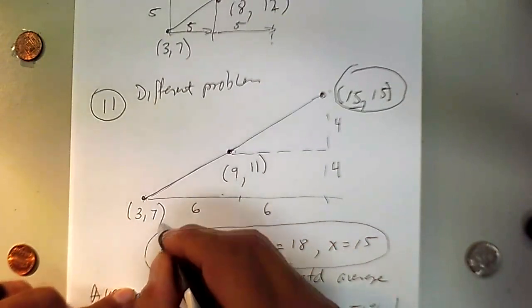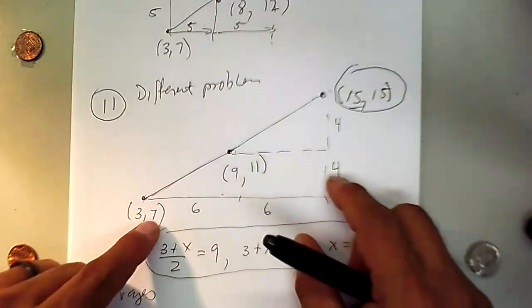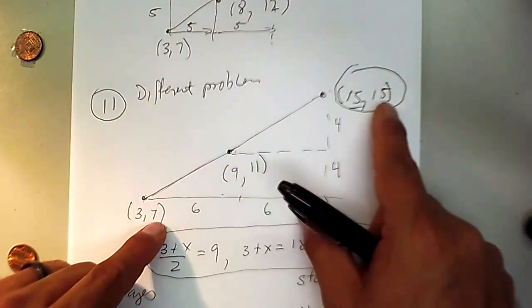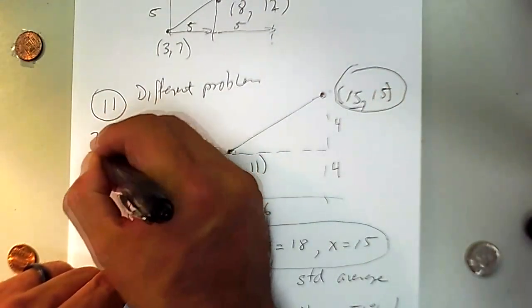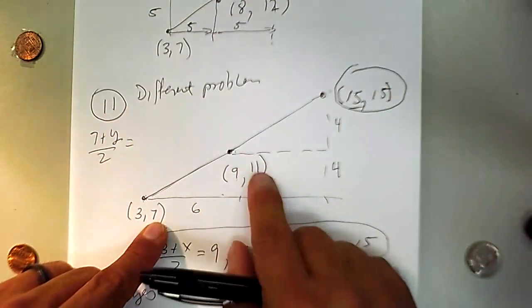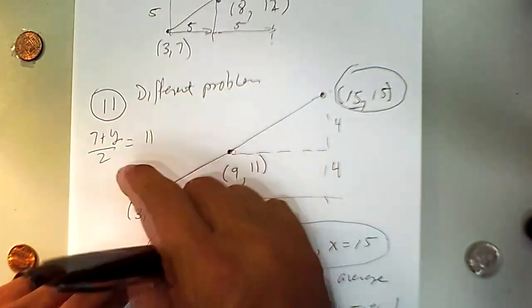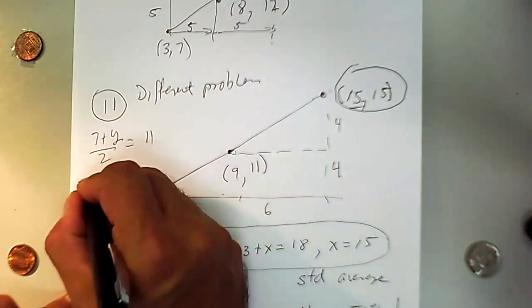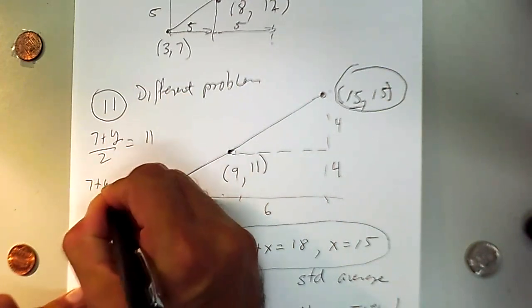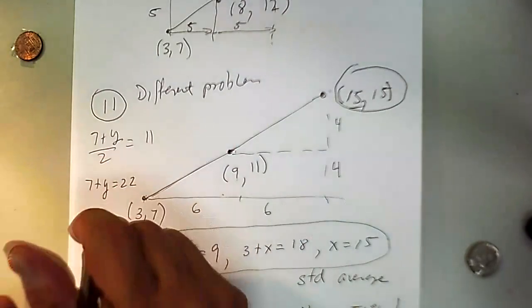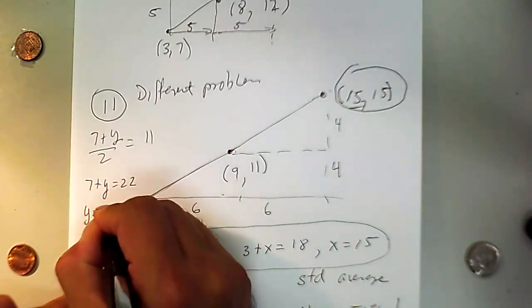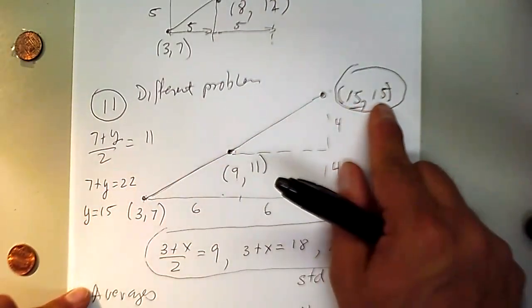I want to keep it on the same page, so I'm going to squeeze the other solution. So 7 plus y, let's pretend we didn't know what that was. 7 plus y divided by 2 equals 11. Multiply both sides by 2. 7 plus y equals 22. Subtract the 7 from both sides of the equation, y equals 15. And that's how we obtain this other 15.